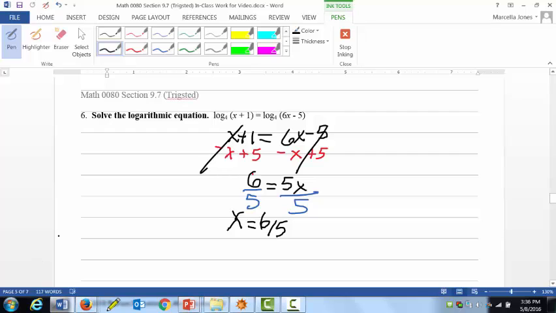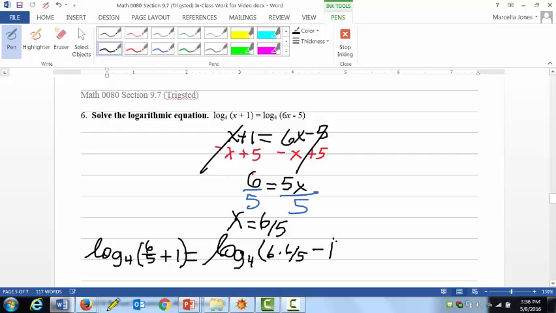Alright, so this is a proposed solution. So we have the base 4 log of x plus 1, that's 6/5 plus 1, equals the base 4 log of 6 times 6/5 minus 1. So this is how I would check.